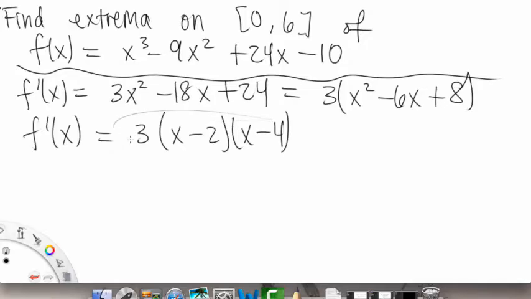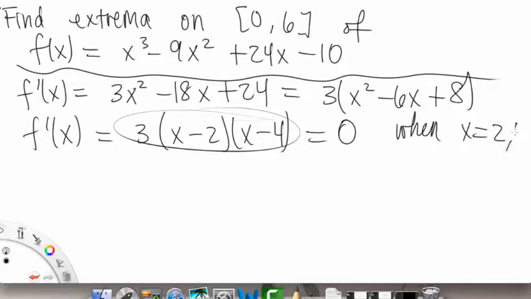So f prime of x is equal to 3 times (x minus 2) times (x minus 4). Here we see that this f prime of x function is always defined. There's nothing like a fraction where there's a 0 on the bottom, so it's always going to exist. So we do have to find where it equals 0. I made it pretty simple here. f prime of x equals 0 when x is equal to 2 or 4. So these are our critical points.